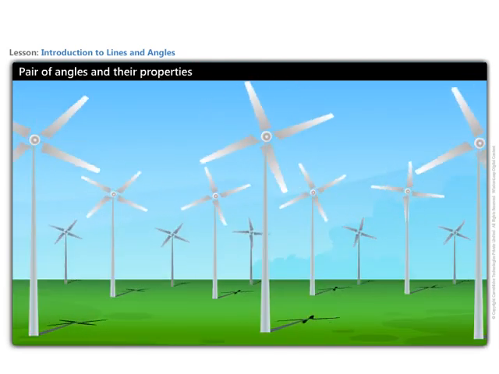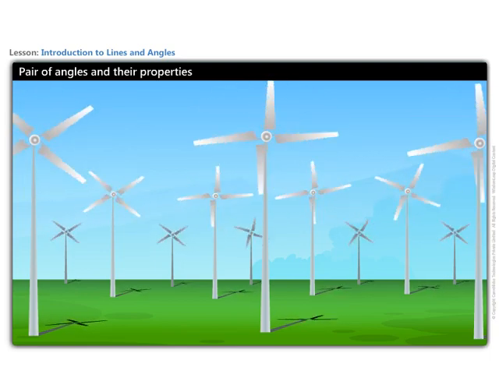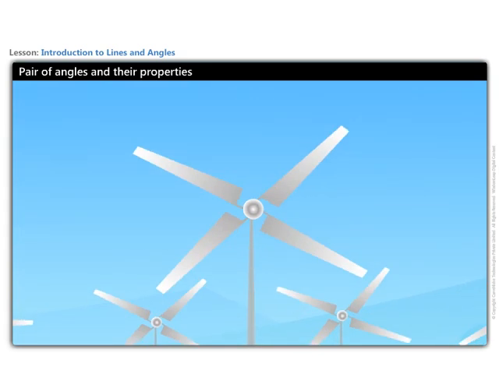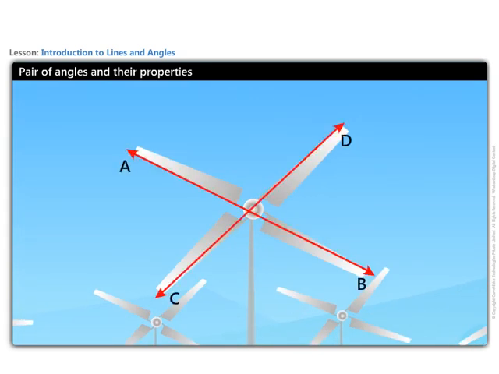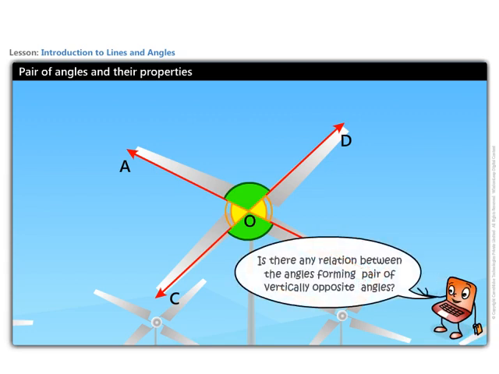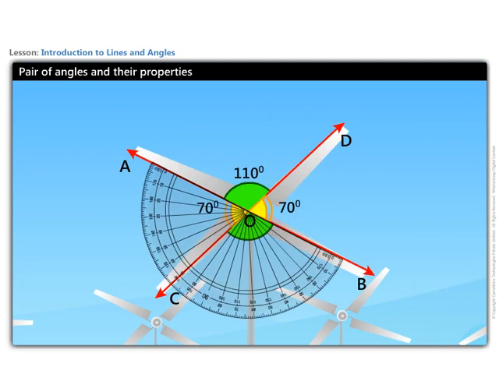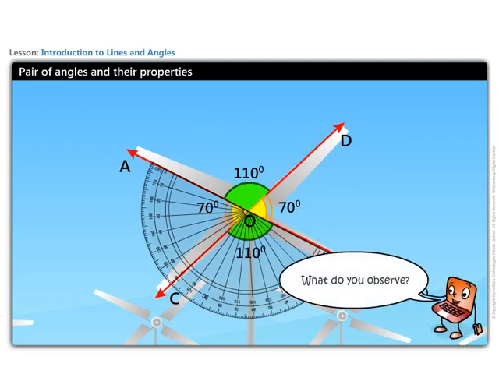We already know that the angles between the wings of the windmill form a pair of vertically opposite angles. If the line segments AB and CD intersect at point O, then angles AOC, BOD and angles AOD, BOC form pairs of vertically opposite angles. Is there any relation between the angles forming a pair of vertically opposite angles? To find this, let us measure all the angles using a protractor. What do you observe?